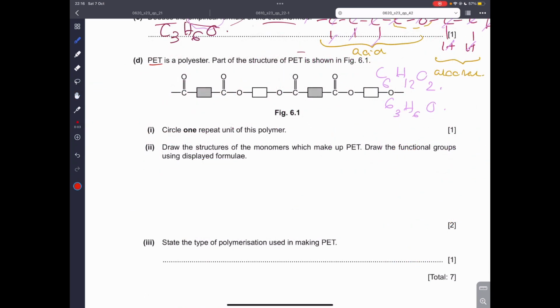Okay, for D, PET is a polyester. Part of the structure of PET is shown. We have to draw one repeat unit of this polymer. A repeat unit is basically a unit that is going to get repeated. So this is a polyester.